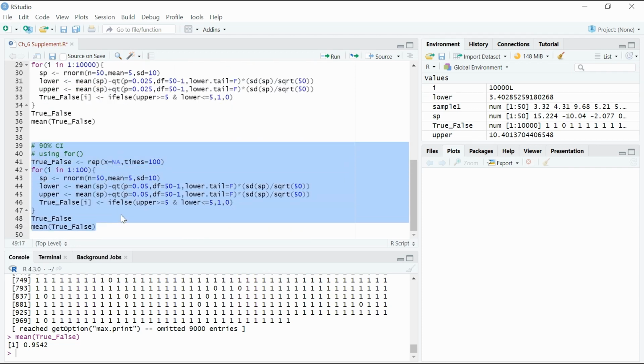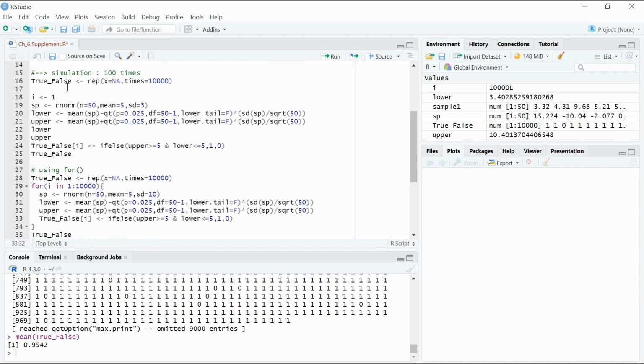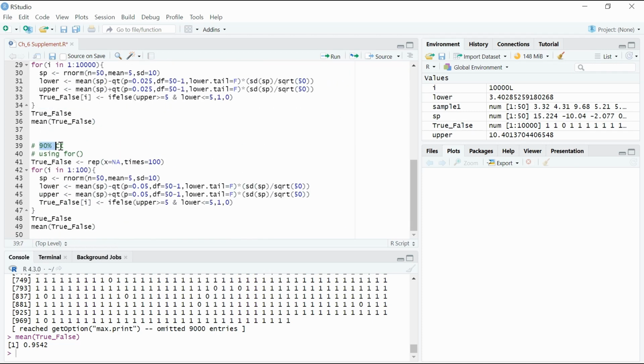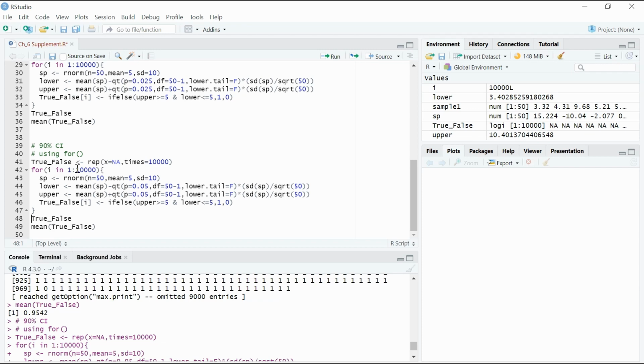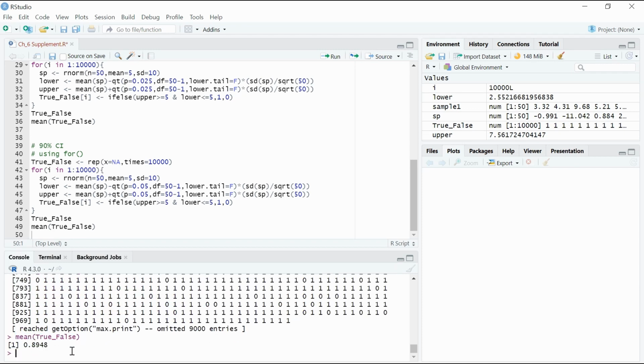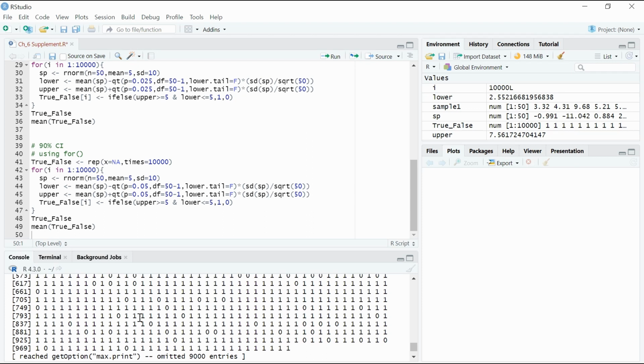Actually, the second thing is nothing but doing the same thing with a different confidence level. Because we were dealing with the 95% confidence interval, we used the percentile value, which is the p argument in this qt function, as 0.025. Now for 90%, it is 0.05, because the percentage is different. So make sure that based on the percentage value, we modify the value in the qt function. And the other things are the same. Let's increase the iteration to 10,000. And if you see the result, you can see that the mean value is 0.8948, which is very close to 90%.